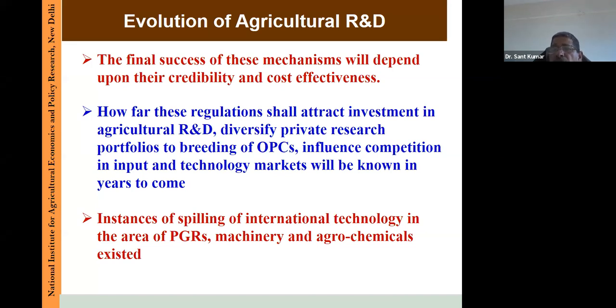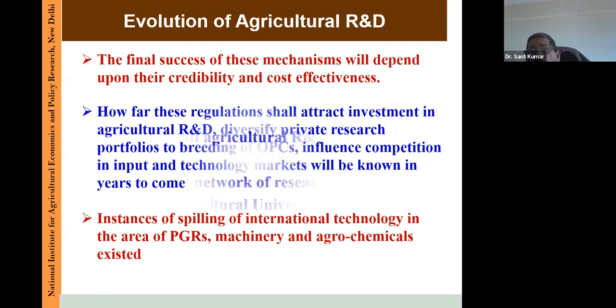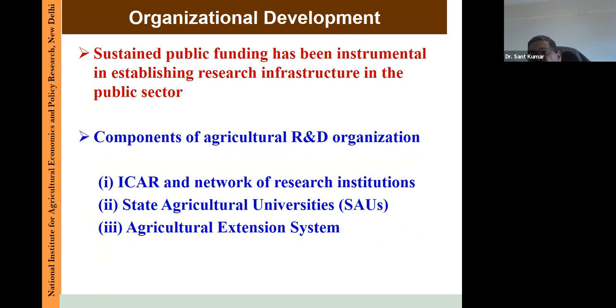But with this, we believe that their entry would also be in the open pollinated crops. So instances of spilling of international technology in the area of plant growth regulators, machinery, and chemicals are also taking place. Sustained public funding has been instrumental in establishing the agriculture research infrastructure in the country.